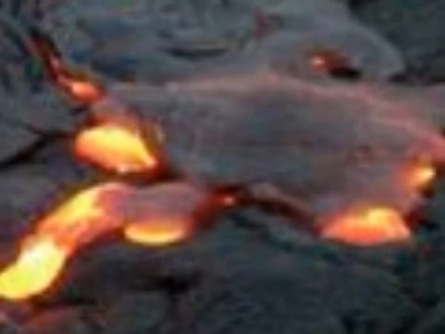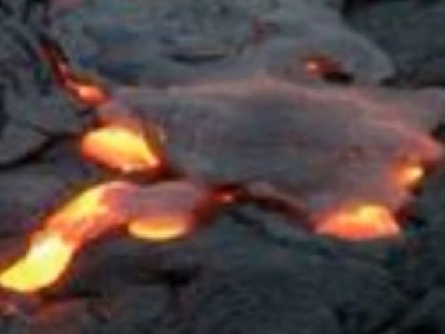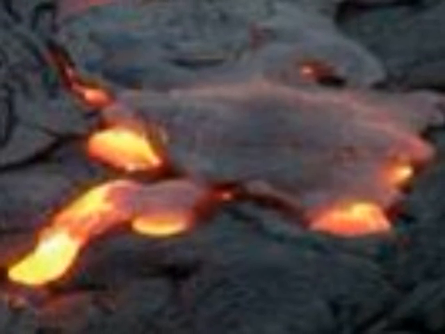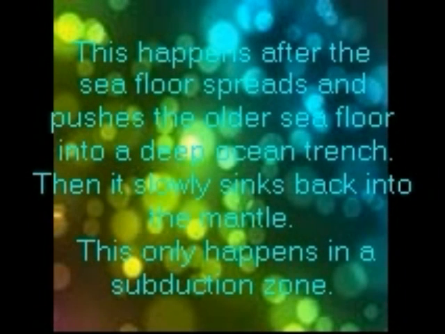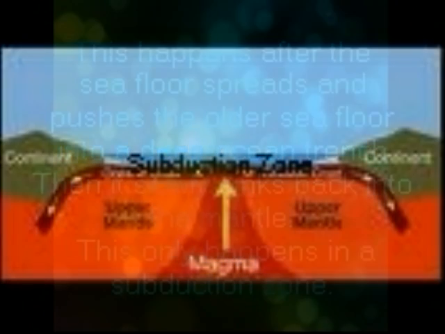This is cooling magma. When magma cools, it becomes cooler and denser. Then gravity begins to take its effect by pulling the magma towards a deep ocean trench. This happens after the seafloor spread and pushes the old seafloor into a deep ocean trench. Then it slowly sinks back into the mantle. This only happens in a subduction zone.